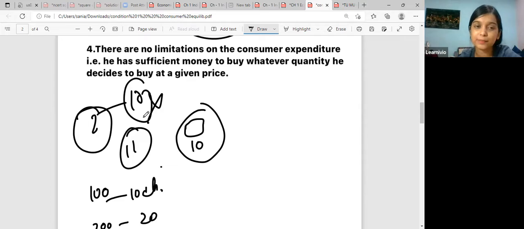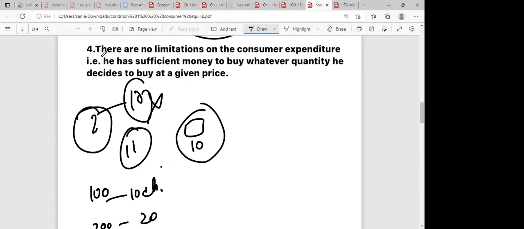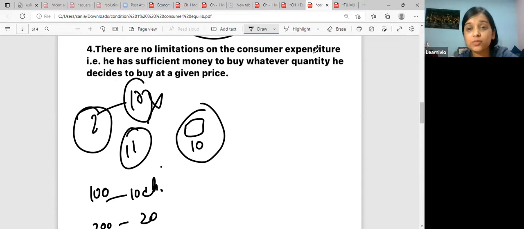Clear? Yes, teacher. Okay. Next, there is no limitation on the consumer's expenditure. That is, he has sufficient money to buy whatever quantity he decides to buy at a given price. So there is no limitation.